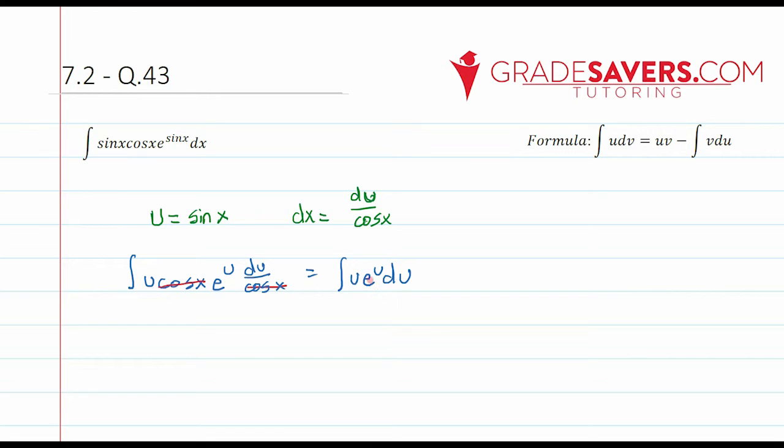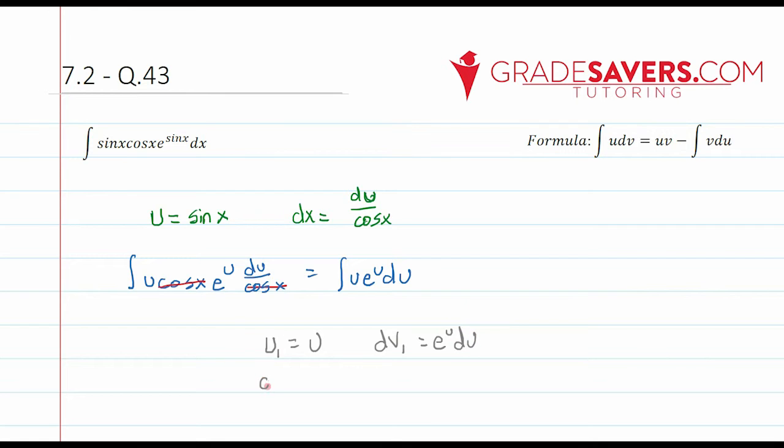And now we can use integration by parts. In order to do so, we will use the formula here, and we will need to select another u and v. And for clarity, I will call it u1, since we already used a u here. u1 will be equal to simply u, and everything else that remains will be our dv1. So dv1 will be equal to e to the u du.